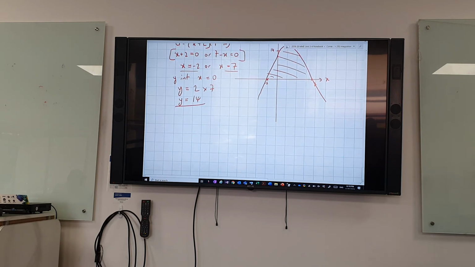So to find the area, what are we going to do? Loads and loads of little trapezoidal rules? No, because he didn't tell you to do that. What's going to be the easiest way to do it? Integrate. So it's the integral between -2 and 7. And then write this down.